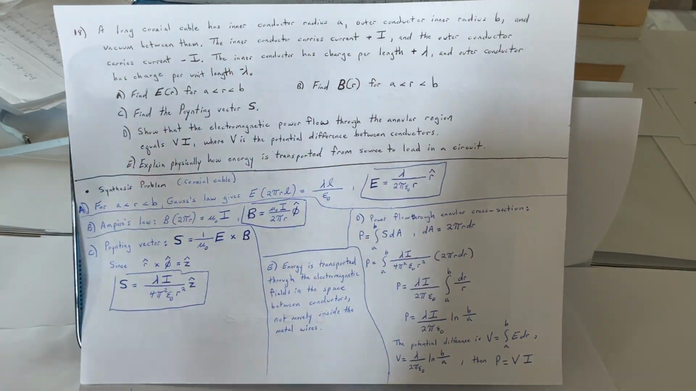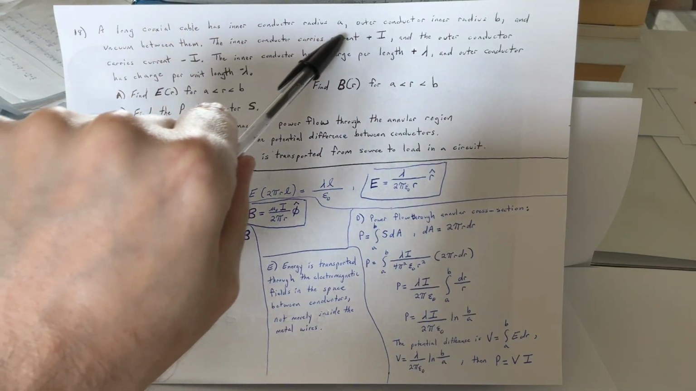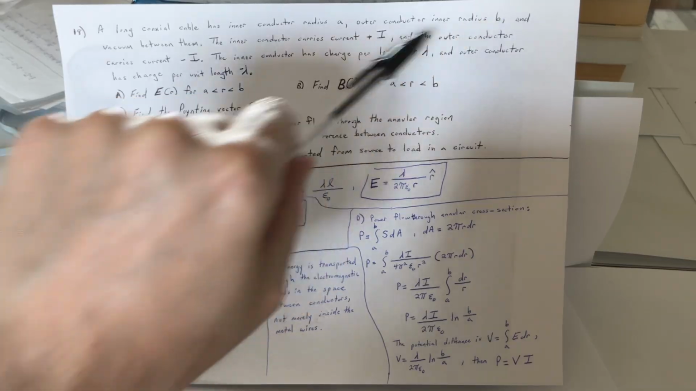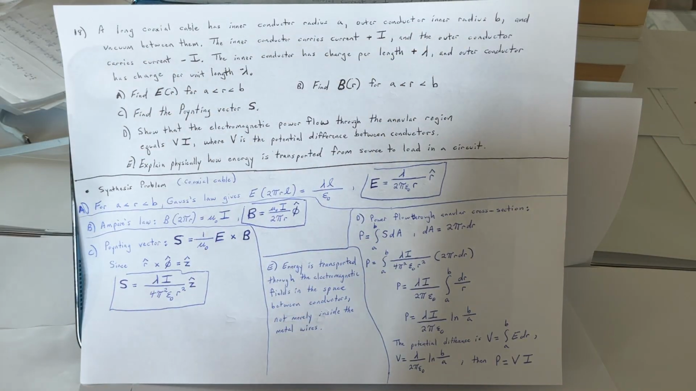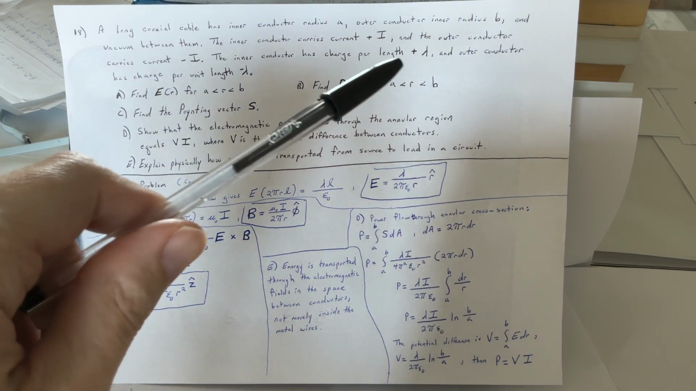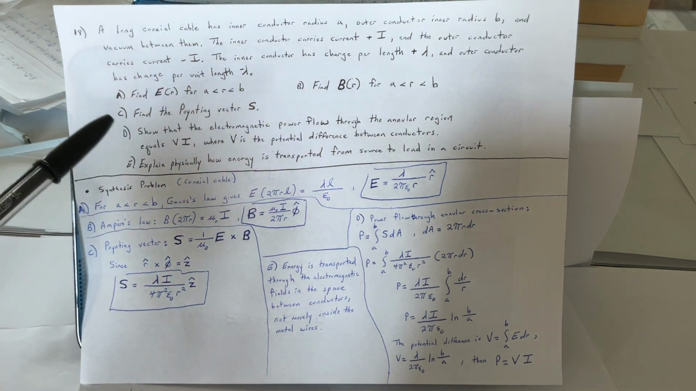Number 18: we have a long coaxial cable with inner conductor radius A, outer conductor inner radius B, and vacuum between them. The inner conductor carries current plus I, and the outer conductor carries current negative I. The inner conductor has charge per length plus lambda, and the outer conductor has charge per length negative lambda. So parts A through E.